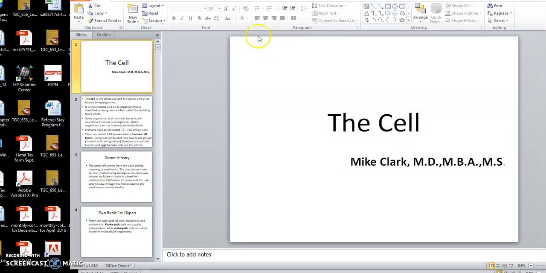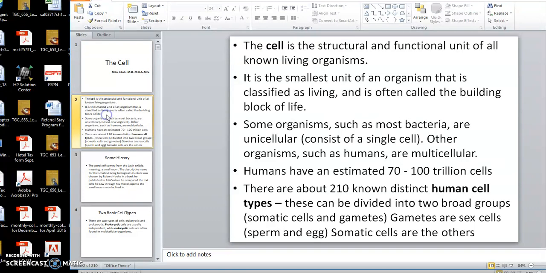Okay, we're going to talk about chapter 3, which is the cell. The cell is the smallest intact unit of life. It's the functional unit of life. All living things are made up of cells. Going to humans, we have about 70 to 100 trillion cells in our body.